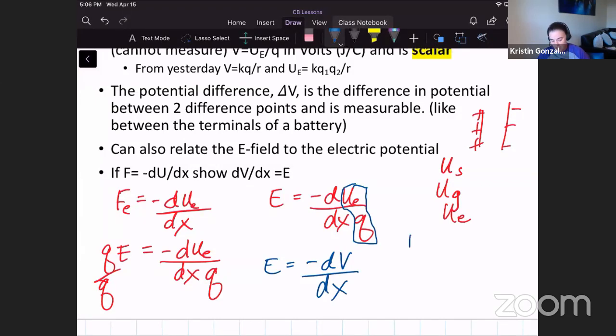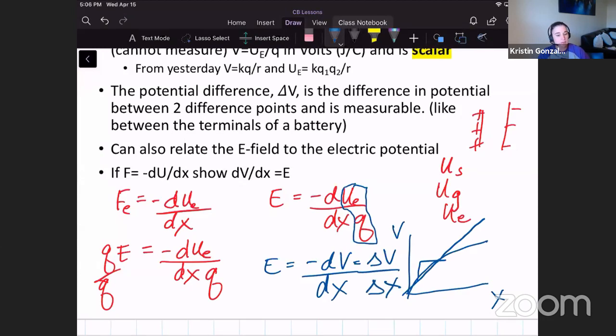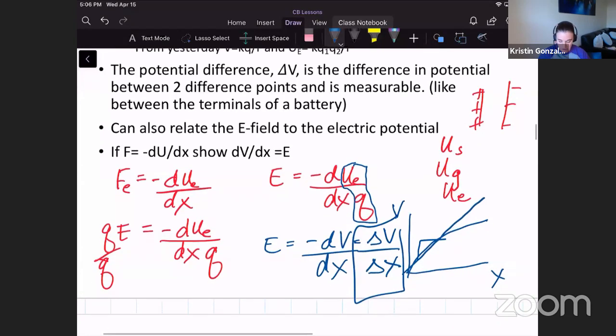The slope. So if we have the potential versus position graph, no matter what shape it is, that slope is equal to the electric field. The slope of the potential is the electric field. That's if it's changing, right? We can use that dV over dx. But if it's not changing, or if it's uniform, or just a nice straight slope, we could also say this is delta V over delta X. So that one we use a lot too. Okay, so just a way that we can look at that relationship.